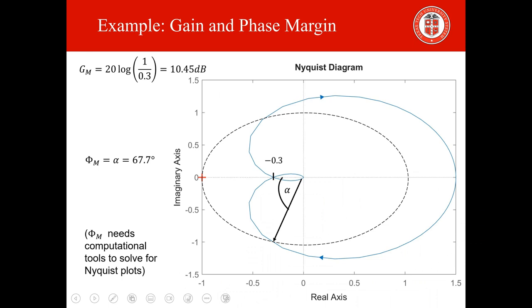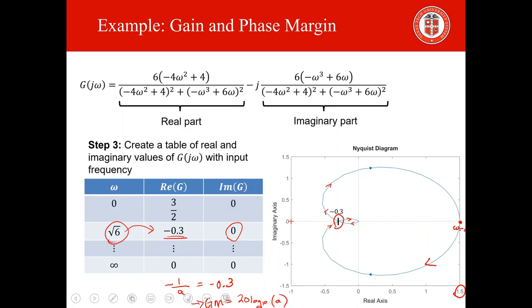Right, so you see here, this is our equation. So we get this 20 times log base 10 of 1 over 0.3. So that's A equal to, right, if we solve for A, so A is equal to 1 over 0.3.